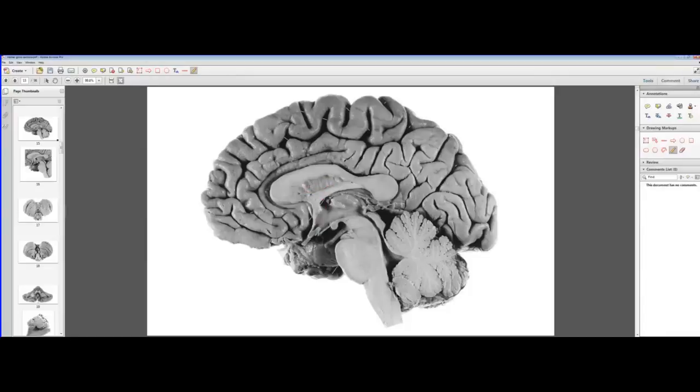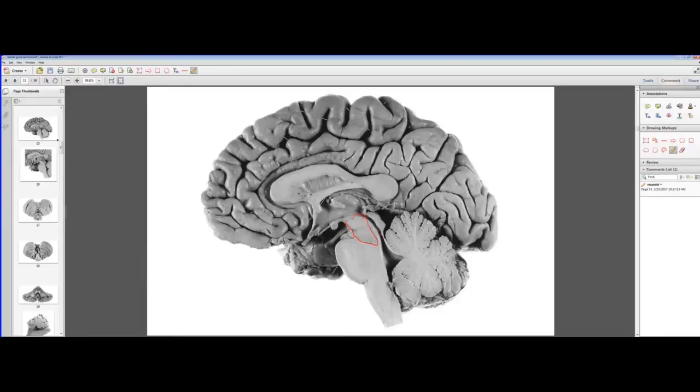Now, there is a landmark for when the aqueduct of Sylvius starts. And that's this little guy right here, the posterior commissure. I haven't memorized all my own VoiceThreads. I don't know if that's been on a hit list yet, but it's a good landmark. So the aqueduct of Sylvius, from here to here, this is all midbrain.